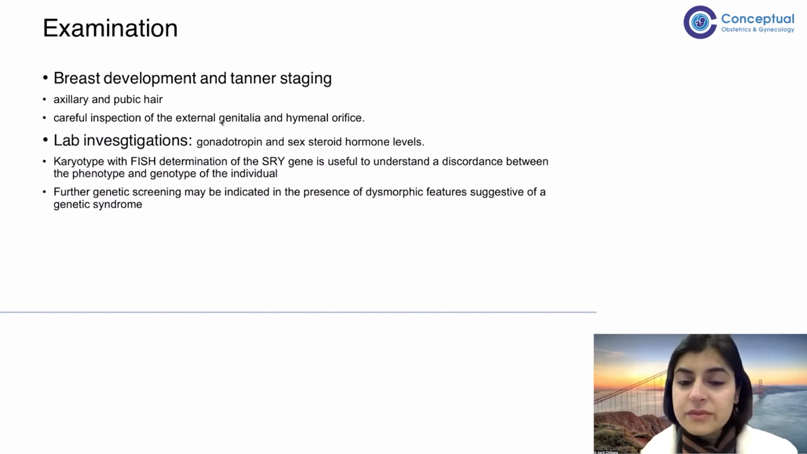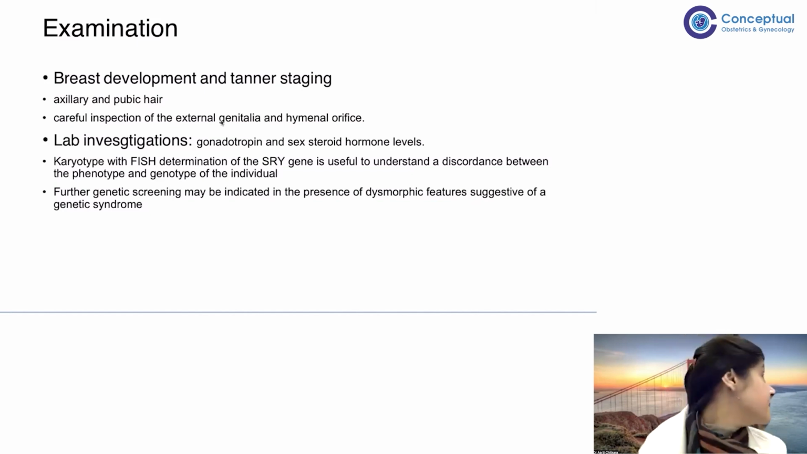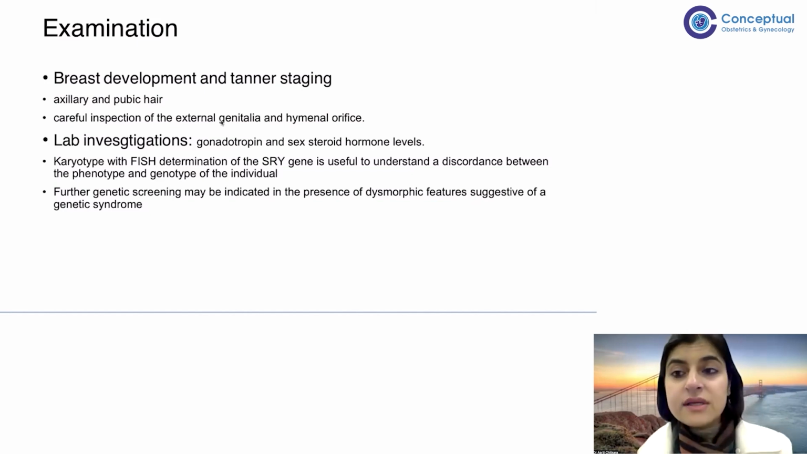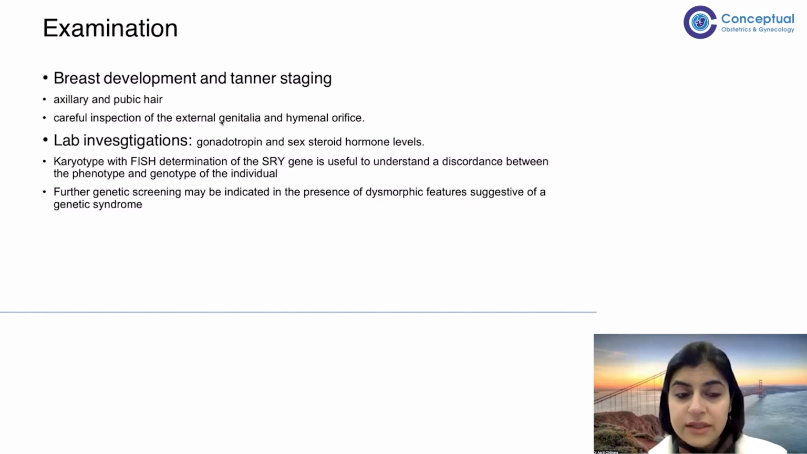Karyotype and FISH determination of the SRY gene is useful to understand a discordance between the phenotype and genotype of the individual. Only when you are suspecting any kind of discordance between the external genital appearance, the physical phenotype, and the genotype, only then you order a karyotype with FISH for the SRY gene. Further genetic screening may be indicated in the presence of dysmorphic features suggestive of a genetic syndrome.